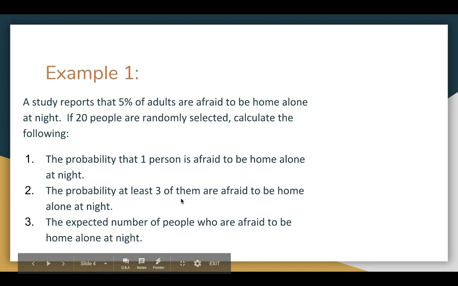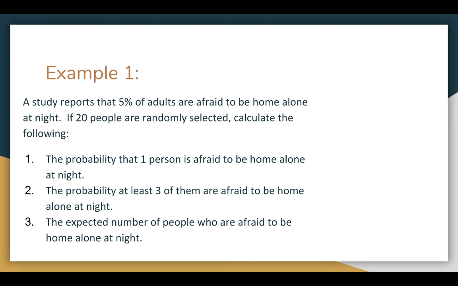So the first example came from that list. A study reports 5% of adults are afraid to be home alone at night. I think I got this from CBC News, and I have a couple other sources in the summer of 2017. You could search CBC News if you're interested in this study. But if people are randomly selected, calculate the following.